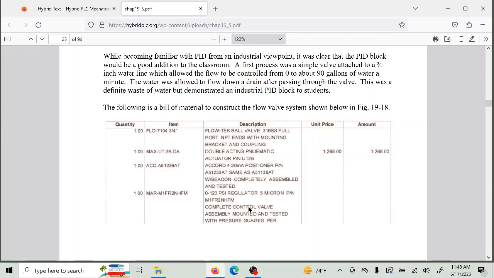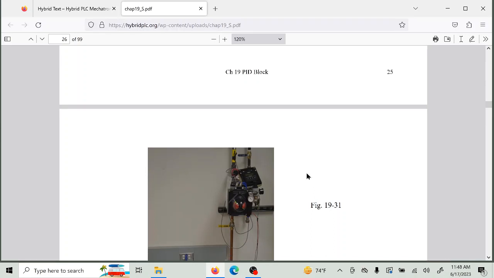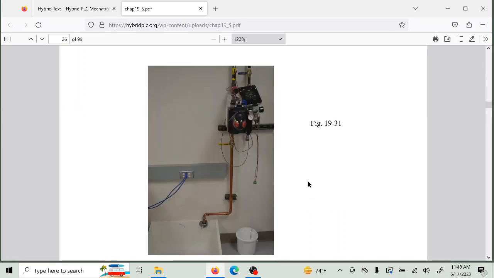It's a very good lab, and I show you the equipment here and how much it costs, and I show you a picture of that valve on the wall, and I look at it and I think, well, if we ever get a chance to fix the drainage issues, we should be able to get this back up and running.